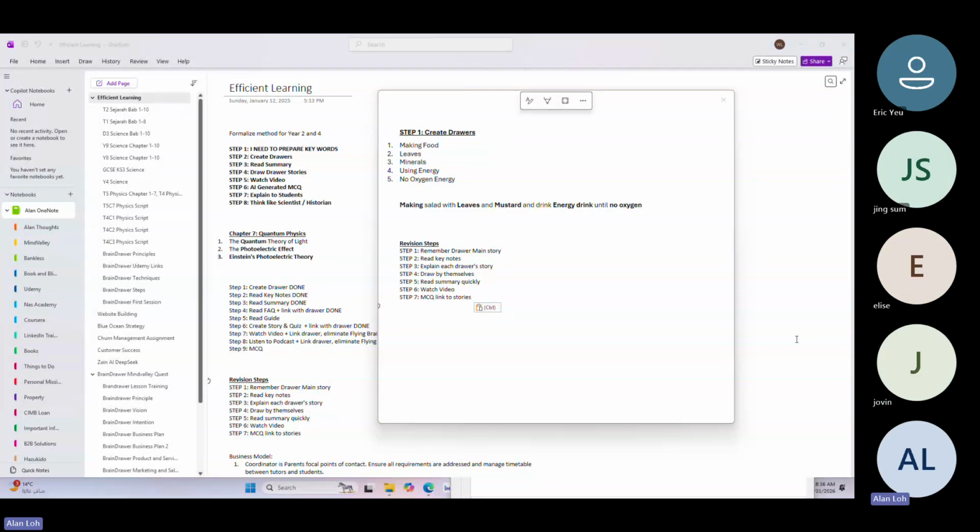Now, today is a revision class for last week's chapter on biological processes. And this is a GCSE syllabus. In Malaysia terms, it is the Form 3 syllabus. In GCSE terms, it is the Year 8 or Year 9 syllabus, right? So last week we learned about these 5 drawers: making food, which is photosynthesis, leaf, minerals, using energy, and no oxygen energy, right?